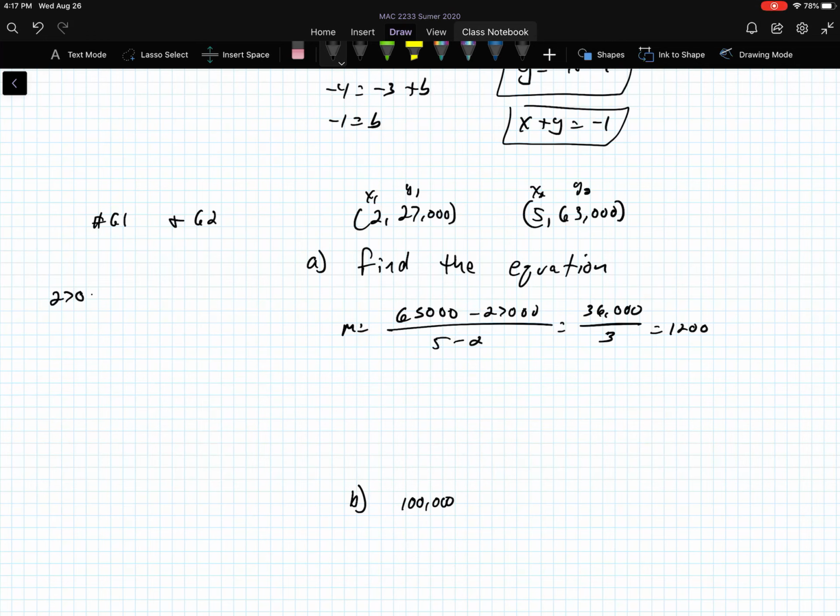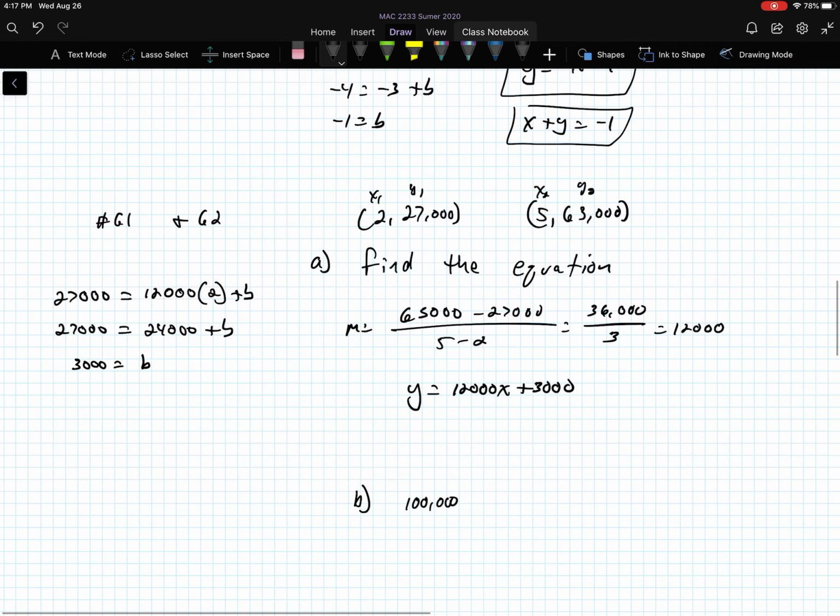So we're going to use 27,000 is equal to 12,000, right, times 2 plus b, which is 24,000. Subtract that, it's going to be 3,000. So the equation becomes y is equal to 12,000x plus 3,000. So that's how you do part A.